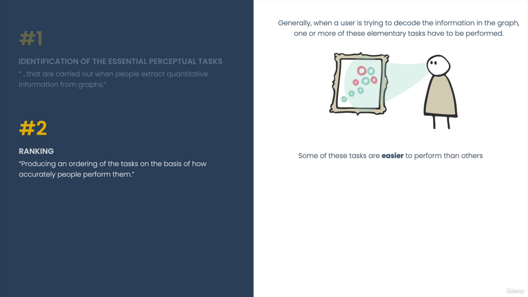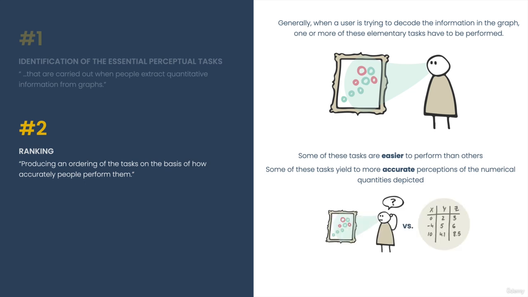The thing is, some of these tasks are easier to perform than others, and some of these tasks yield more accurate perceptions of the numerical quantities depicted. And what do I mean by accurate? Well, to know if a task is accurate or not, we need to compare the perception of the user with the real data. In other words, we need to compare the numerical quantities that the user thinks are being represented in the graph versus the real quantities of the data.